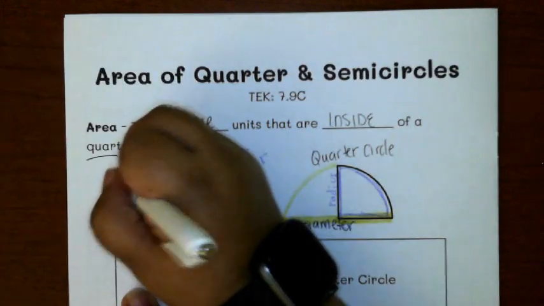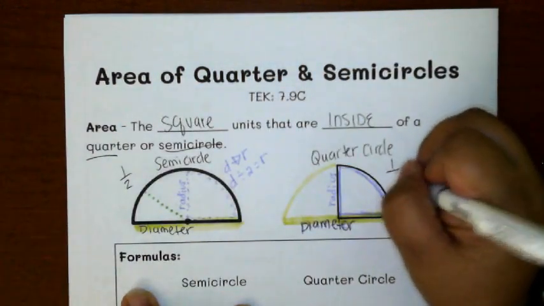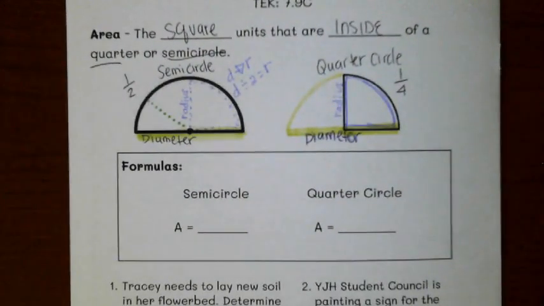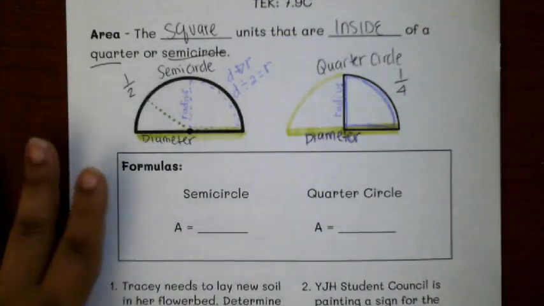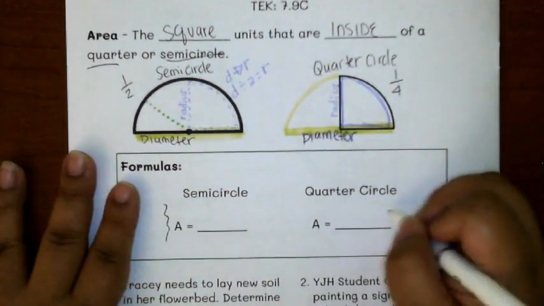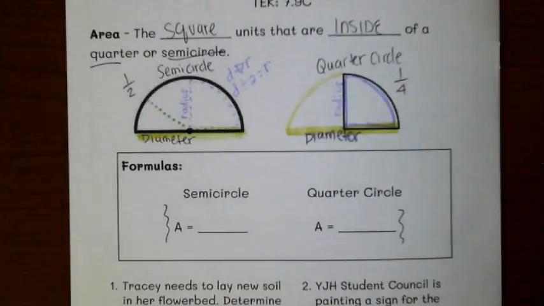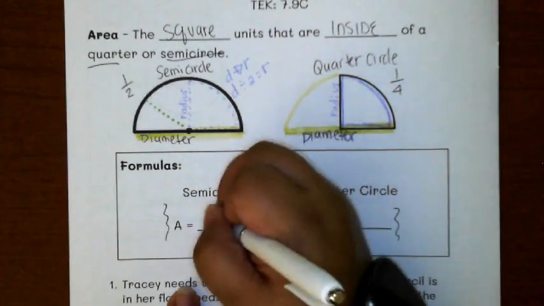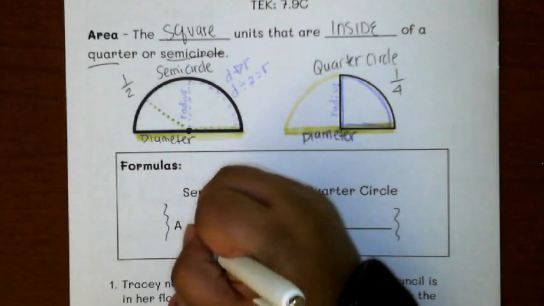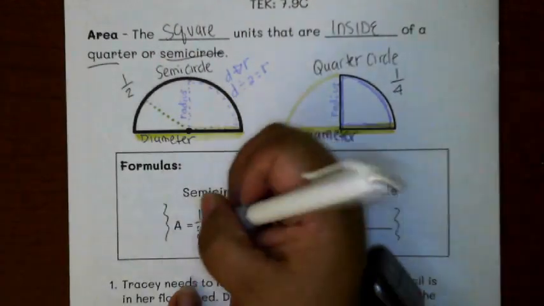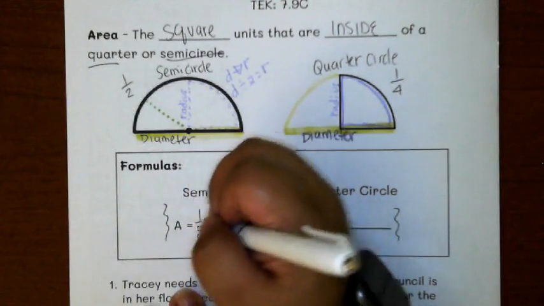Let's look at the formulas. There are two ways that I write these formulas. I've always written it this way that I'm about to show you, but I'm going to show you the way that I have started seeing and teaching it here at York Junior High. So here, the semicircle is going to be 1/2 pi r squared. The other way that you can write this is to put pi r squared, but then divide it by 2.